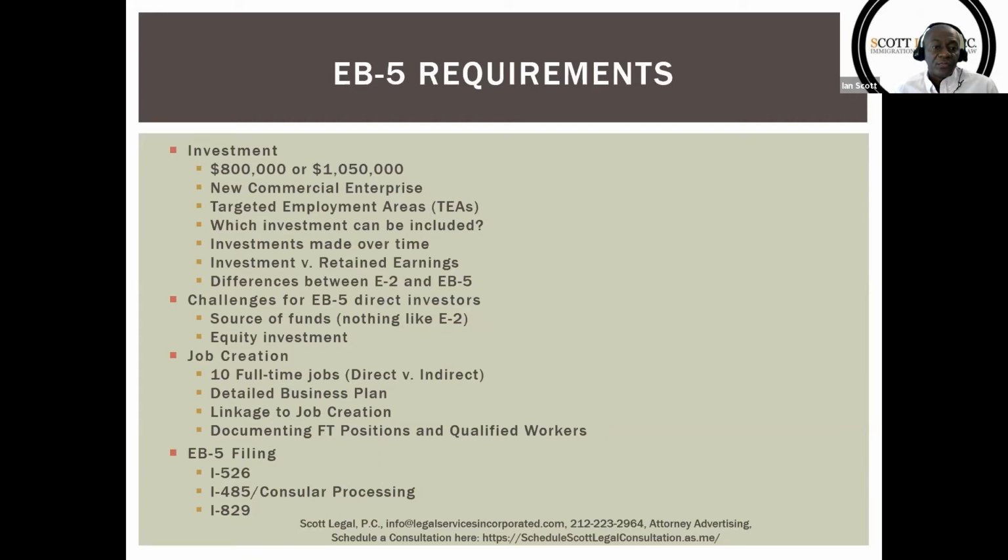Now, the difference between the $800,000 and the larger amount has to do with whether or not the business is in what's called a targeted employment area or a rural area. So rural is defined by the county, by the low population, and a targeted employment area is an area where the unemployment rate is at least 1.5 times the national average. So that would be just under 6%.